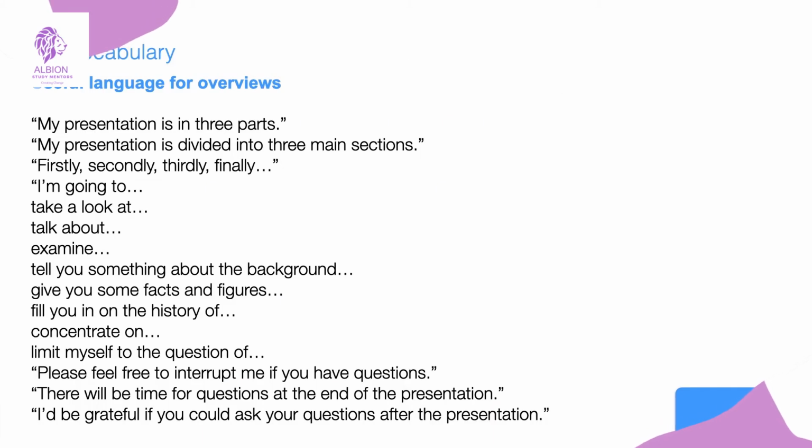Key vocabulary. When we give a presentation, we usually have to indicate how we're going to begin. So for example, my presentation is in 3 parts. My presentation is divided into 3 main sections. A popular structure is firstly, secondly, thirdly, finally. We don't say fourthly. Firstly, secondly, thirdly, finally.